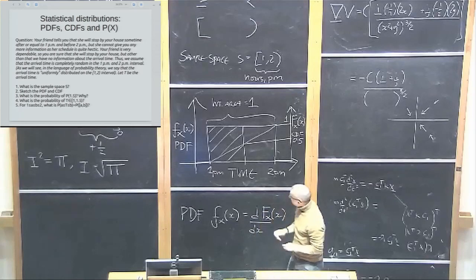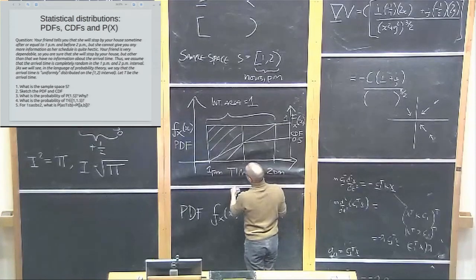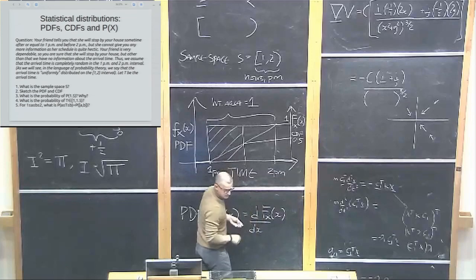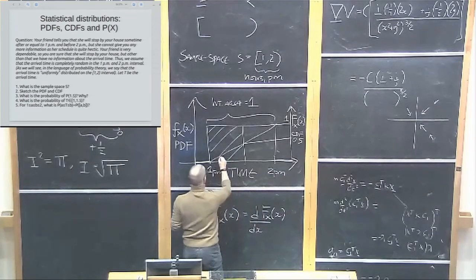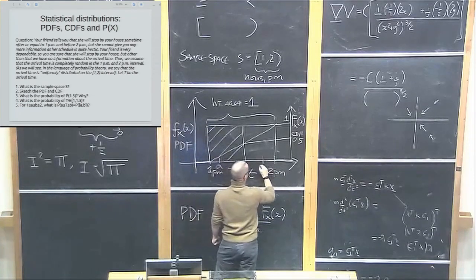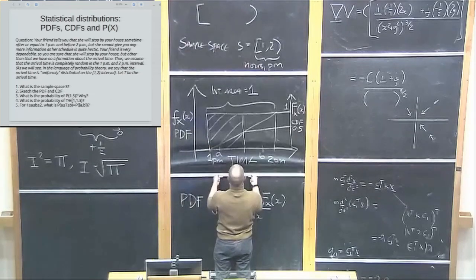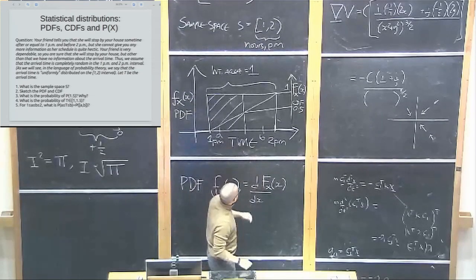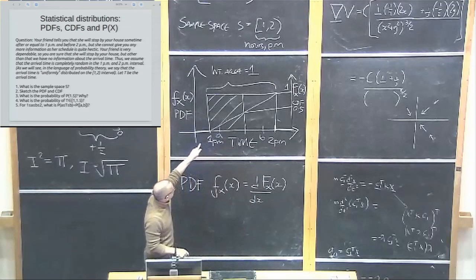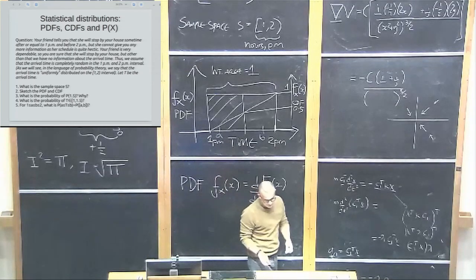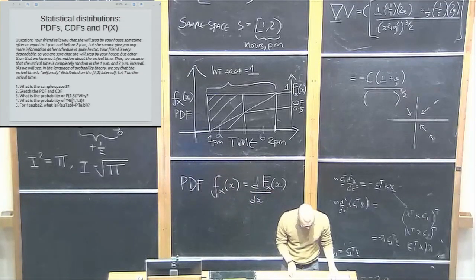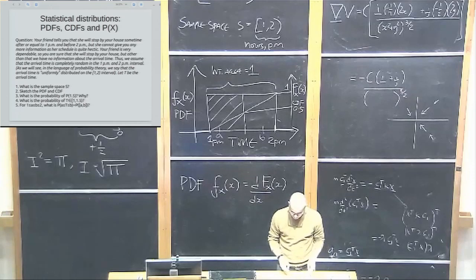And finally, if I have some arrival time A, if I have some interval of her arrival time between A and B, where A is greater than or equal to 1 and B is less than or equal to 2, what is the probability of her arriving in that case?